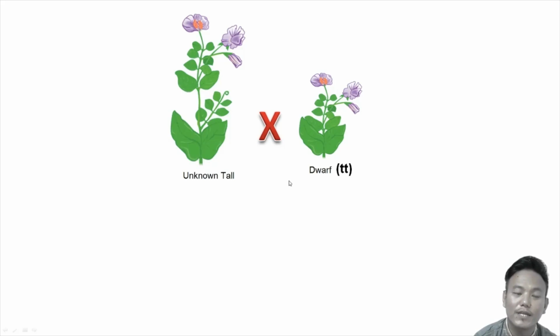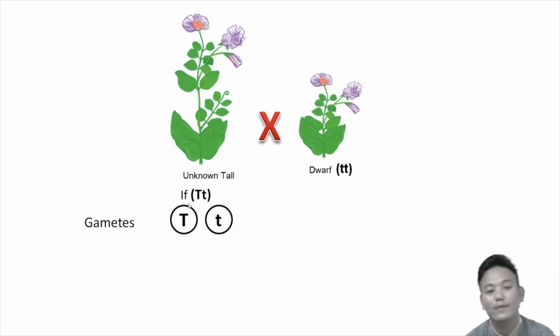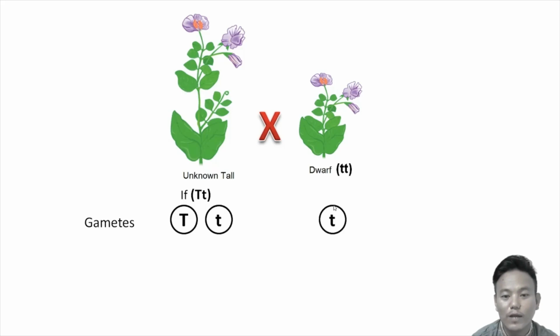Now in the second case, if this particular tall pea plant's genotype was heterozygous, what will happen? It will produce two types of gametes. The alleles will segregate during gamete formation. The first type of gamete will have capital T, that is the dominant allele, and the second type of gamete will have the small t or the recessive allele. The dwarf plant will continue to produce only one type of gamete.